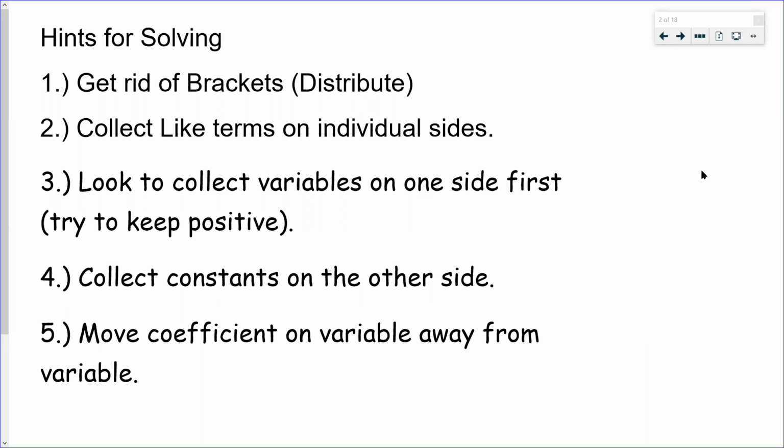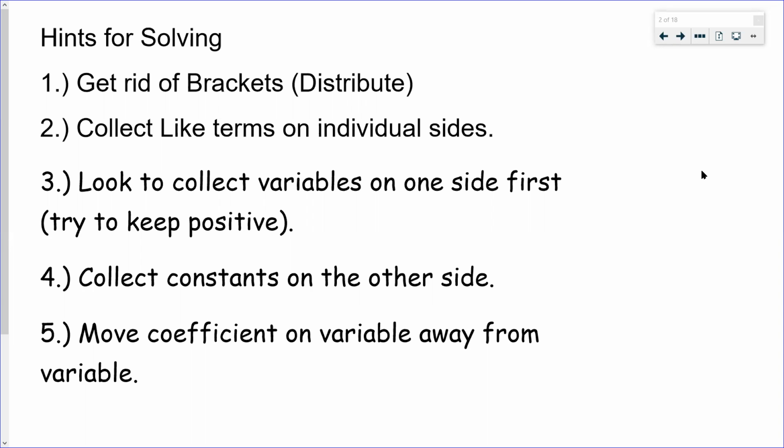So how I like to break these down is I like to give you hints for solving. Hint 1, get rid of brackets. So if you have to distribute, all that stuff. You can't just divide. So when you see brackets, anything that you need to distribute, get rid of those by distributing. Step 2, collect like terms on individual sides. So think of each side of the equal sign as its own expression. Combine like terms before you start solving.